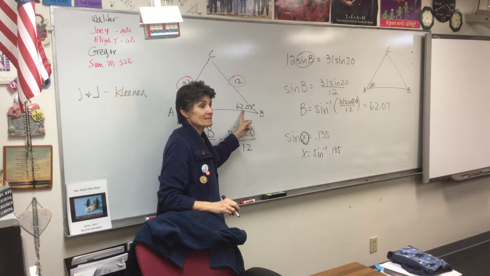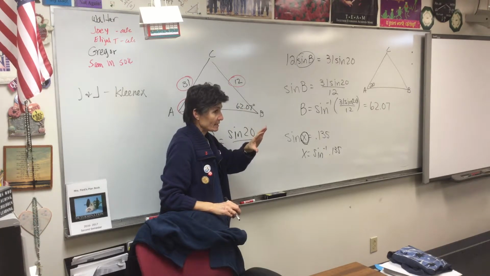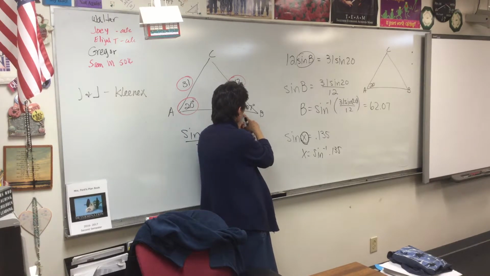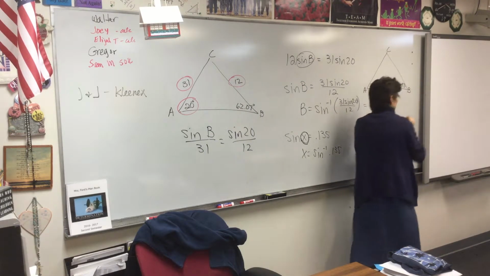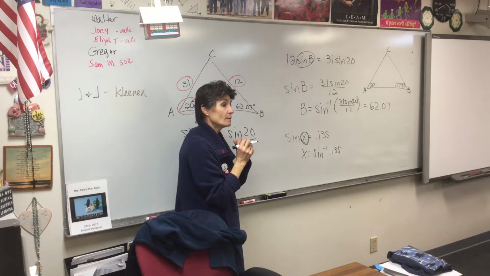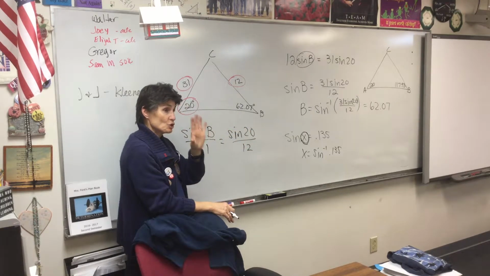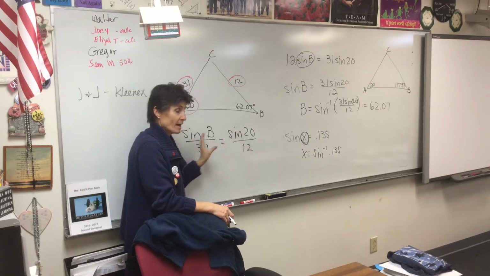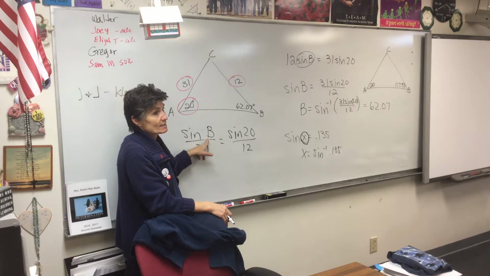Now, what do I mean by supplement? What do I mean by supplementary? Add up to 180. So this one was 62, so the other one is going to be 117.93. How do you know if there's going to be a second answer? You have to check. You have to check anytime you're inverse sining. When you set up your law of sines and you're looking for an angle, you have to check to see if there's a second answer.